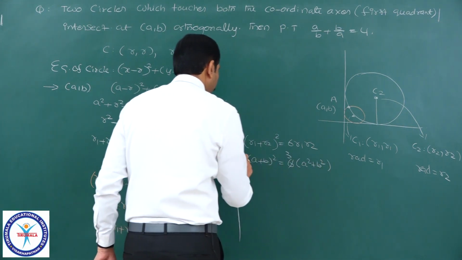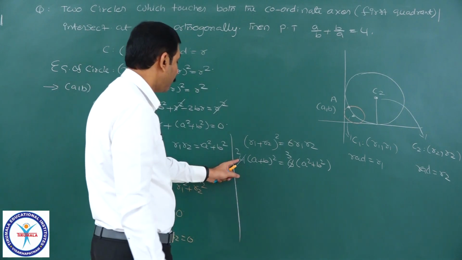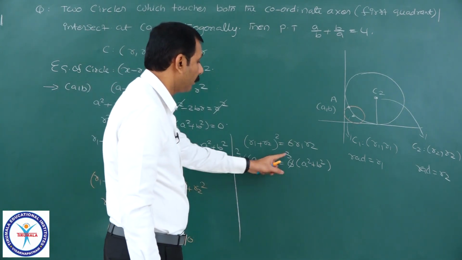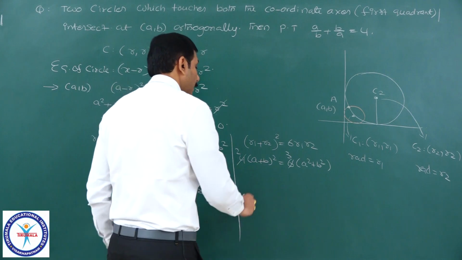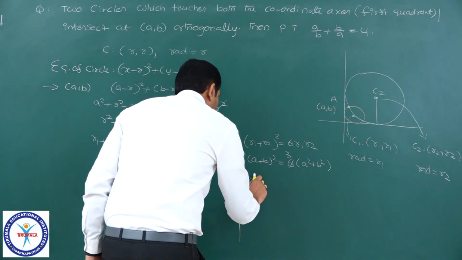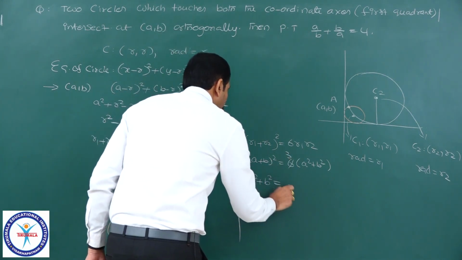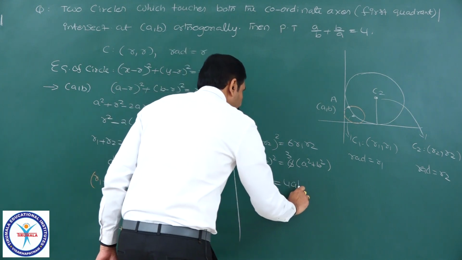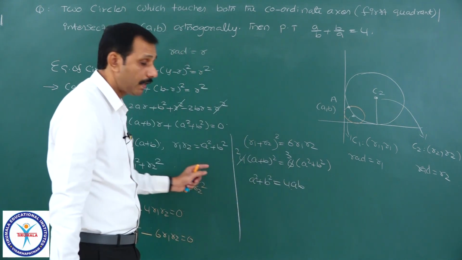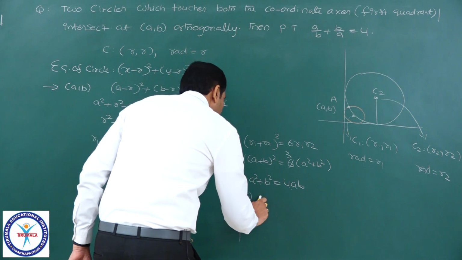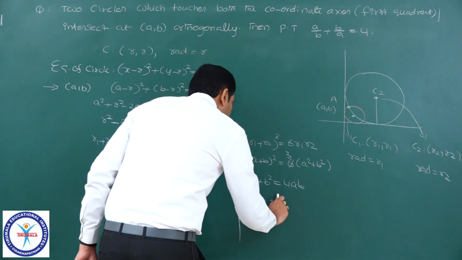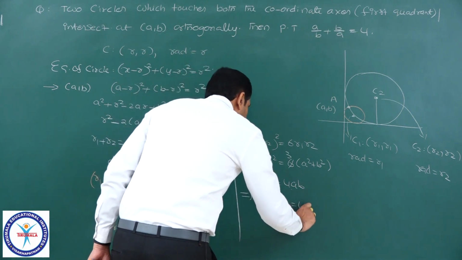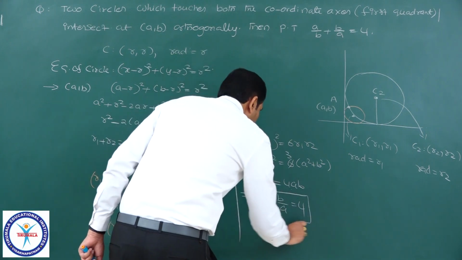It is 3 times 2. On expansion it is 2a² + 2b². That side 3(a² + b²), which means a² + b² = 4ab will be left over. Now divide it with ab. Divide with ab means a/b + b/a = 4, which is the required relation.